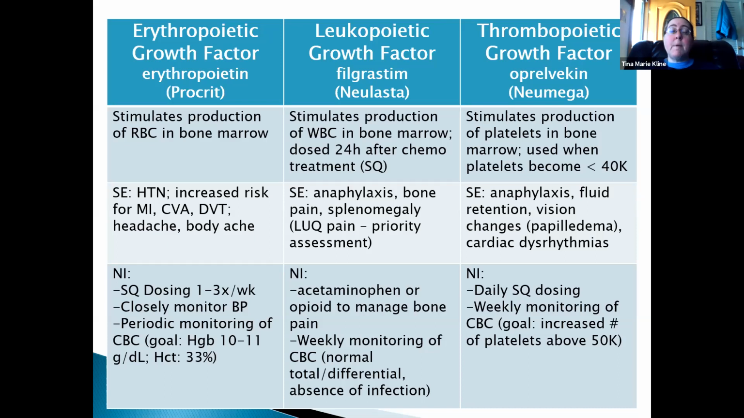We will be doing things before that to reduce their risk of bleeding. But once they get below that 40,000 mark on their platelets, their risk of hemorrhage is really significant. So at that point, we now need to do this. This is daily sub-Q dosing. Again, the life cycle of a platelet is 5 to 7 days. So they will monitor their CBC weekly. And again, our goal is to get that platelet above 50,000.